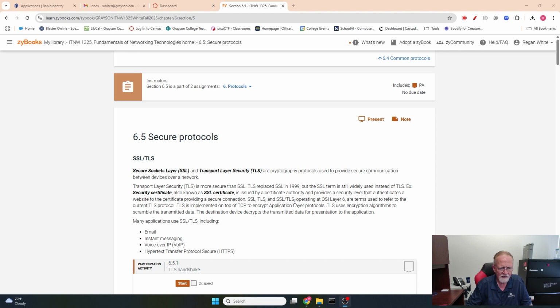SSL, TLS, they operate at layer 6 of the OSI model, terms referring to the current TLS protocol. TLS is implemented on top of TCP to encrypt the application layer protocol. So layer 6 is on top of layer 4. TLS uses encryption algorithms to scramble the transmitted data, and you have to have a key of some type to unscramble it and decode it. The destination device decrypts it and then moves it to the presentation layer for the application so that the person that's looking at the browser window can see it.